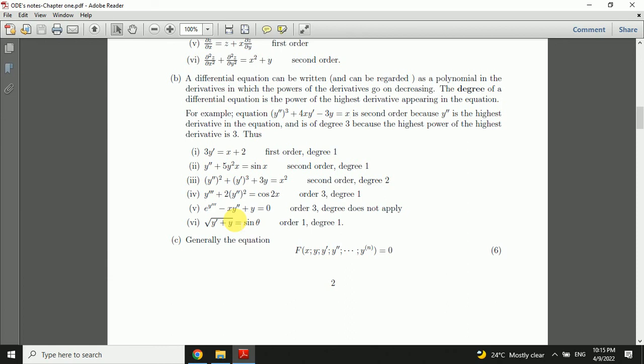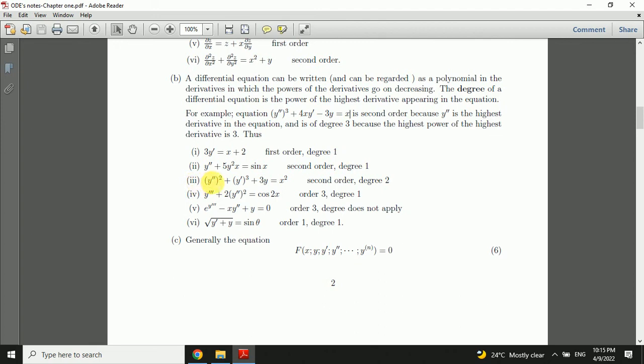Okay, now in these examples, we want to identify the order and then the degree of each of these differential equations. So the first differential equation is 3y prime equals x plus 2. So the order of this differential equation, y has been differentiated once, so it is first order. And to which power is this y prime raised? y prime is raised to power 1, so the degree is 1.